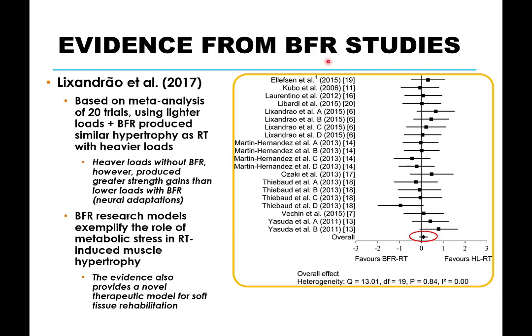If you turn your attention to this figure here on the right, you will see a list of 20 trials, and the scale on the bottom represents the standardized magnitude of the effect of BFR training on muscle mass relative to high load resistance training without BFR. This is also referred to simply as the effect size. A negative effect size represents an outcome that favors BFR low load training, while a positive effect size represents outcomes that favor high load resistance training without BFR. And of course, this is your typical means of achieving hypertrophy.